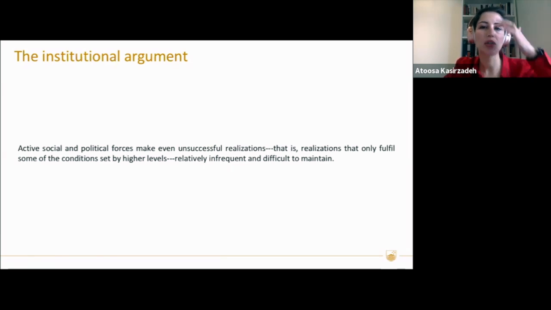So I'm going to consider two sorts of institutional constraints here, but they are just illustrative. There could be many more in different contexts. The broader point that this argument wants to make is that the existence of some institutional constraints means that some substantial partial realization should be relatively rare and fragile.